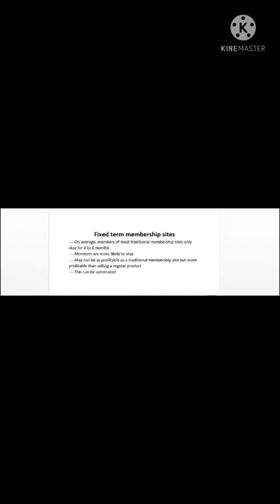Okay, so at least you're going to be getting, let's say, if it's a fixed term membership site for 6 months or a year, at least you're getting 12 months of payments of, say, $10 or $47 per month. Now you can also automate fixed term membership sites. That's the beauty of that, is that you can automate it. For example, somebody signs up as a member, then they'll just receive content on a monthly basis, if it's a monthly membership site, through your autoresponder system.